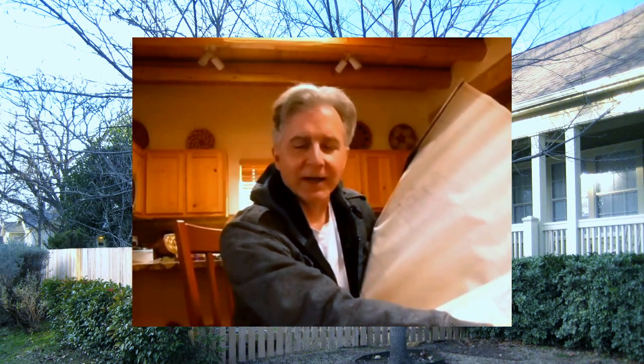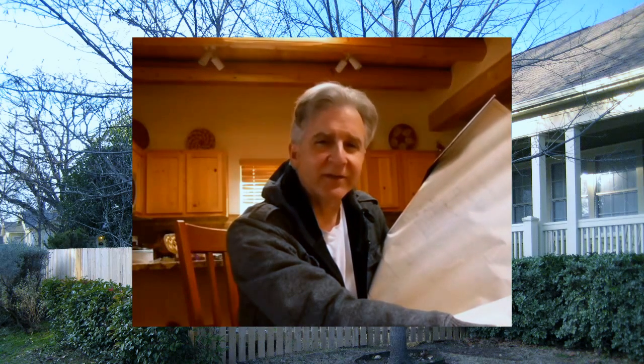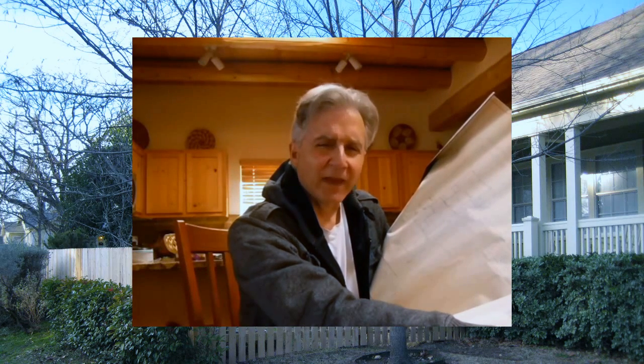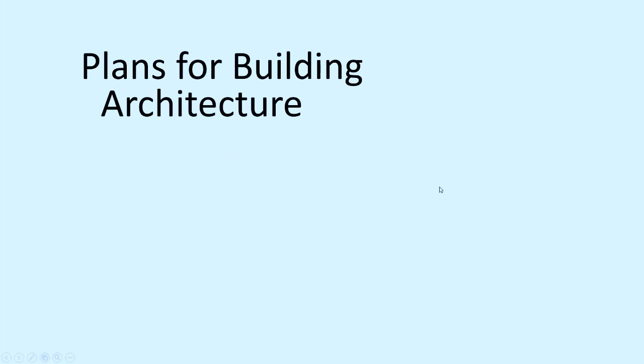So that's really neat. And it begs the question: if you're the architect for business software, what do you need to create in order to convey the same level of information to the people for whom you're building the software and to the people who are going to actually build the software? And that's what I want to explore. What plans are necessary in order to be able to convey to the business people and to the programmers enough detail that everyone's on the same page?